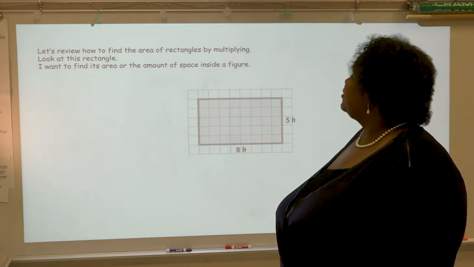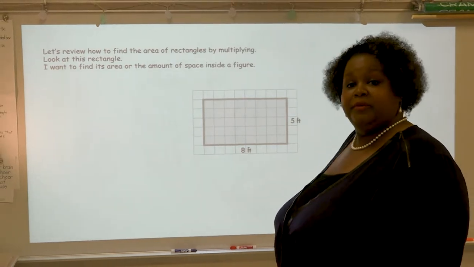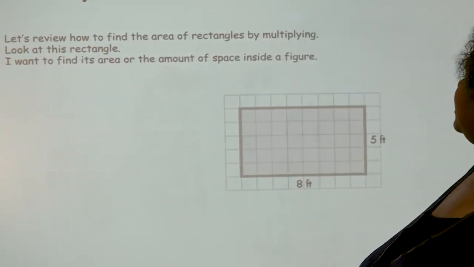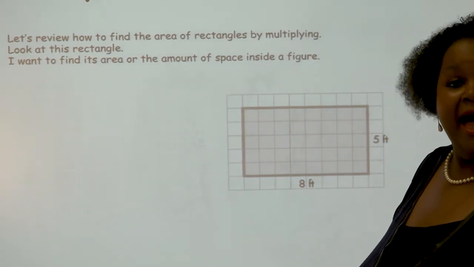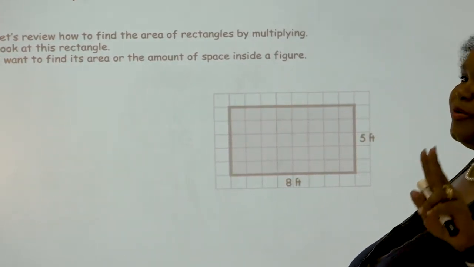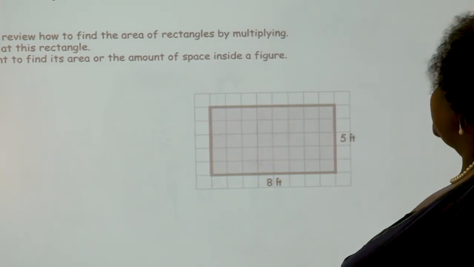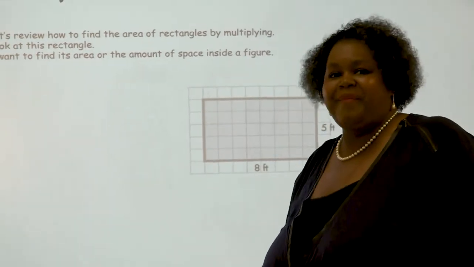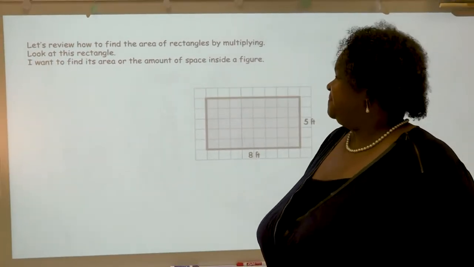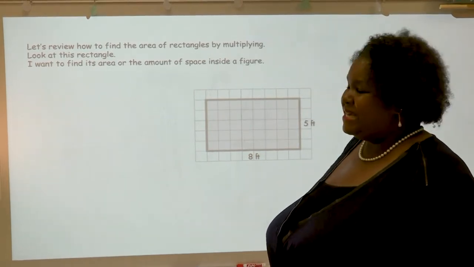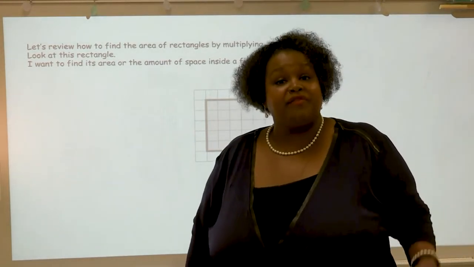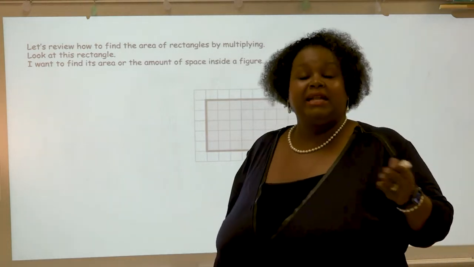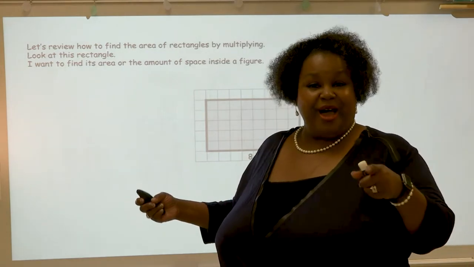Let's review how to find the area of a rectangle by multiplying. Look at this rectangle. I want to find its area, or the amount of space inside a figure. There are two different ways we've learned to find area this week. What are they? Think about it. Say it out loud if you know it. Yes, counting the total number of square units that are shaded and also multiplying length times width. Good job for saying that.